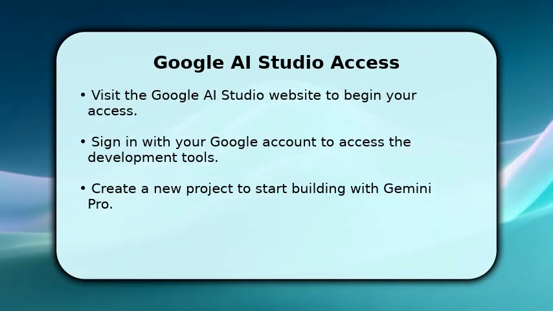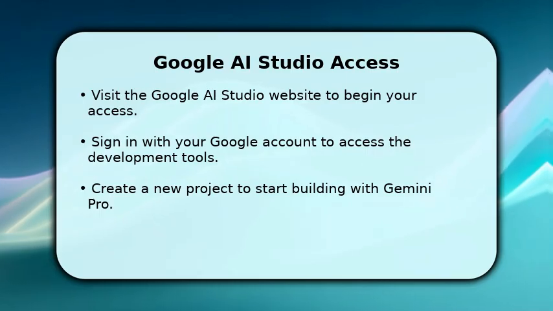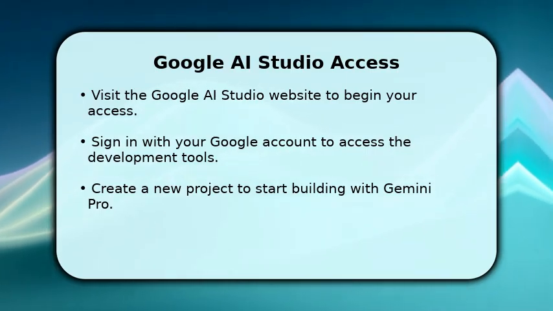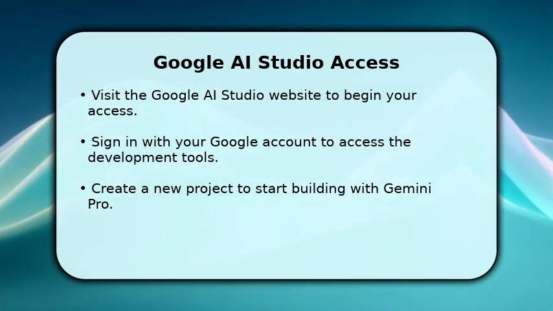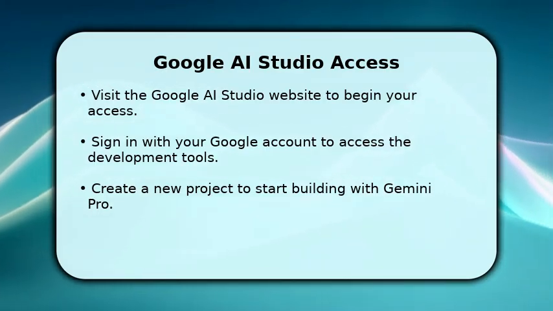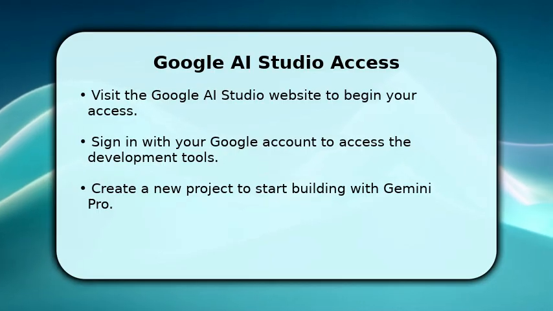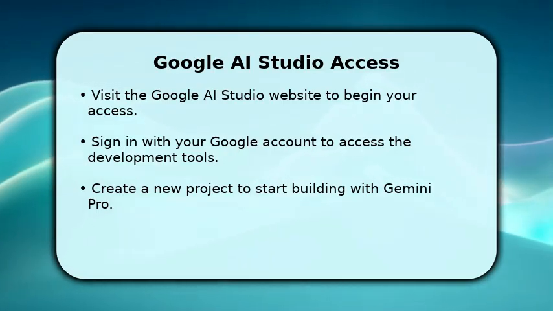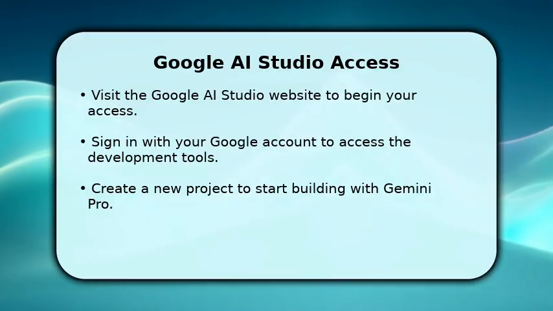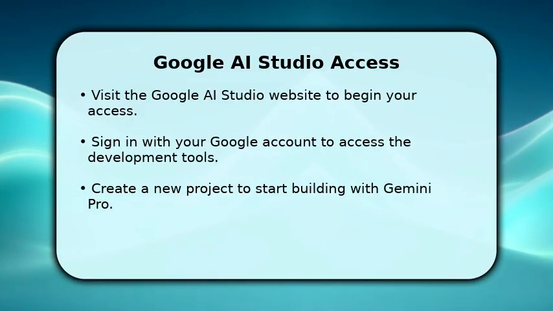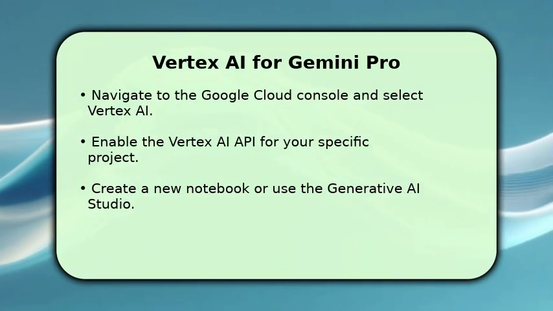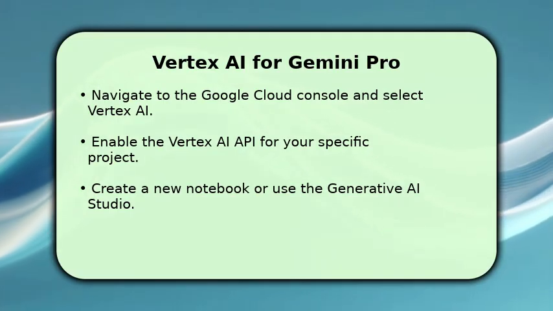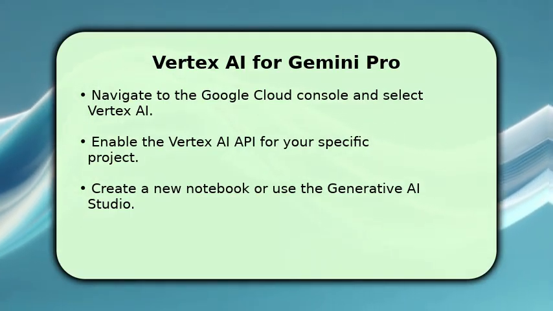To access Gemini Pro through Google AI Studio, simply visit the dedicated website. You will need to sign in using your existing Google account, which provides immediate access to the development environment. Once logged in, you can create a new project and begin experimenting with Gemini Pro's features. This platform is designed for ease of use, making it an excellent starting point for anyone looking to integrate advanced AI into their work.